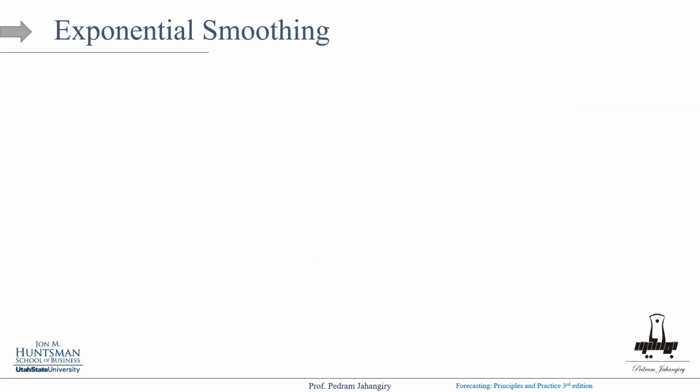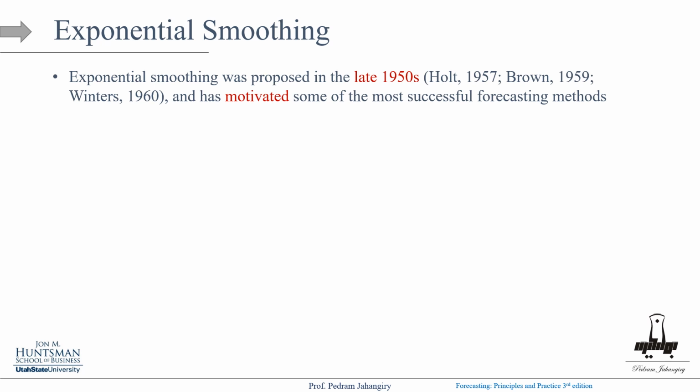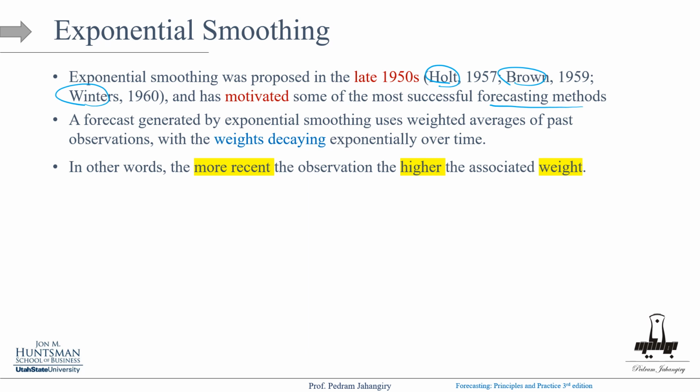All right, let's wrap up this short introduction before we move forward with the methodologies and the models. The concept of exponential smoothing was proposed in the late 1950s by Holt, Brown, and Winters, and these methodologies have motivated some of the most successful forecasting methods. Remember, these were simple indicators. Then we're going to extend them to methods, and then finally to models. A forecast generated by exponential smoothing uses a weighted average of past observations, with weights that decay exponentially over time. In other words, more recent observations have higher weights.